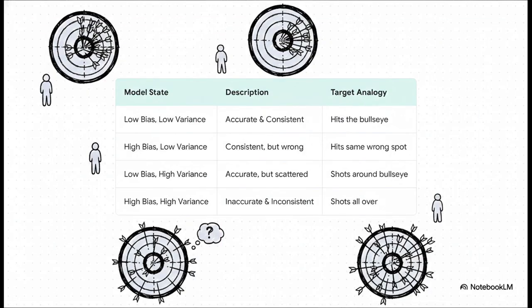This target analogy nails it. The goal, the bullseye, is low bias and low variance. Perfect predictions every single time. Now, high bias, that's when you're super consistent, but you're consistently wrong. You keep hitting the same spot on the wall, way off target. That's underfitting. High variance, that's when your shots are all around the bullseye, but you never actually hit it. You're all over the place. That's overfitting. The whole game is to get as close to that bullseye as you can.